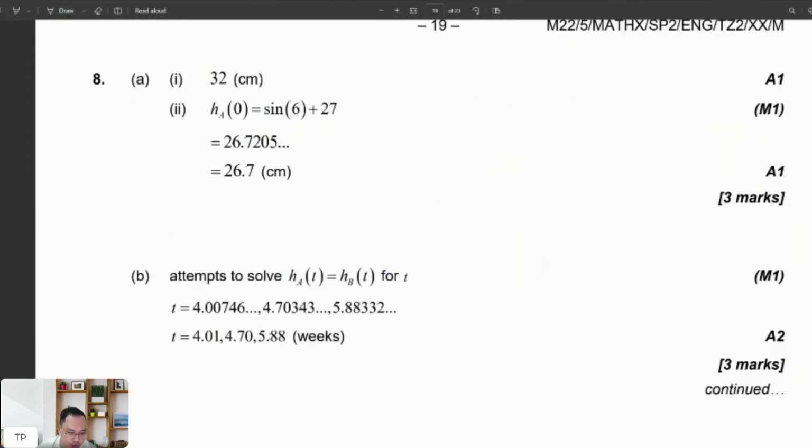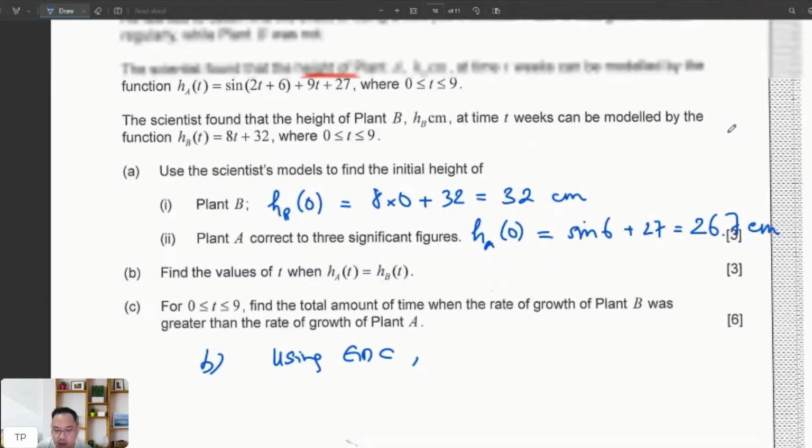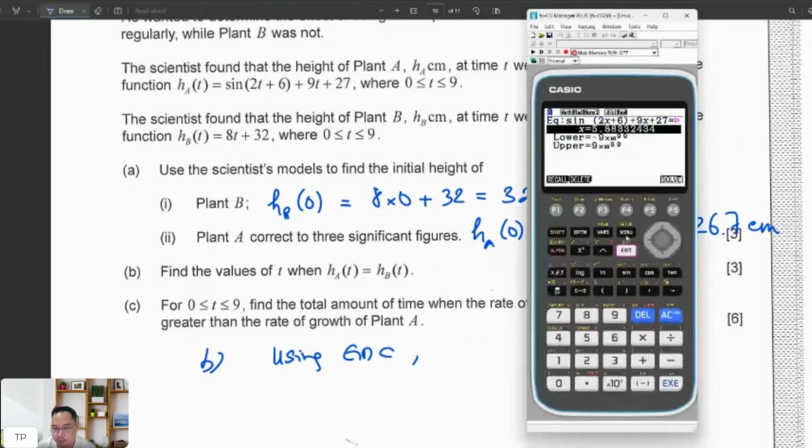That is one solution, but there are 2 other solutions. By guessing we can miss some solutions, so we should do the graphing instead. When solving problems, the better way is using the graphing. Exit, menu, graph. I will enter the 2 equations: sine of 2x plus 9x plus 27, and the second equation is 8x plus 32.